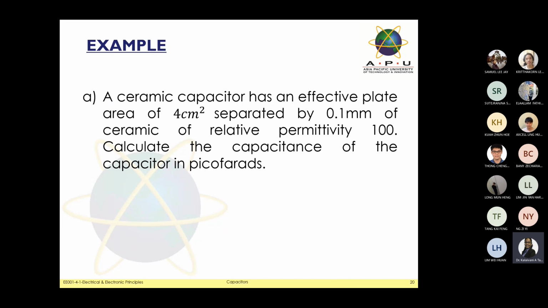So I go on with one example here. This is quite an easy example. Just have a look at this part. Most of the difficulty in maths is how you convert to cm power 2 when it comes to meter power of 2. The first question here: they ask you about a ceramic capacitor that has an effective plate area of 4 cm. Take note, they highlighted it is 4 cm power of 2, which is separated by 0.1.